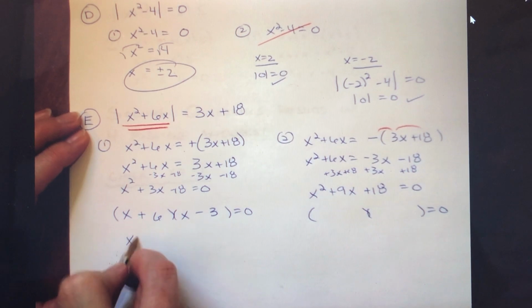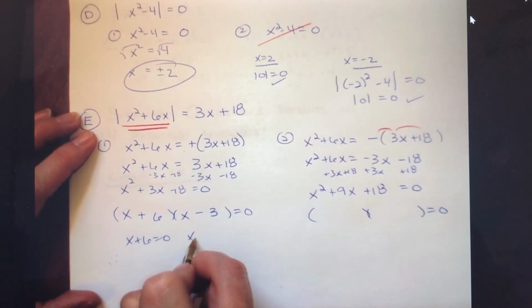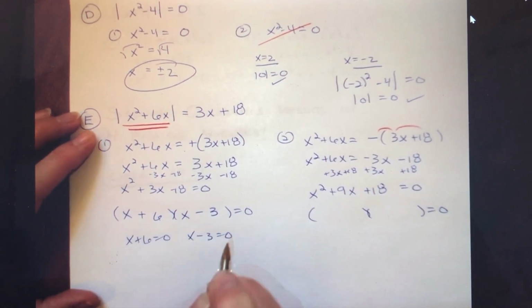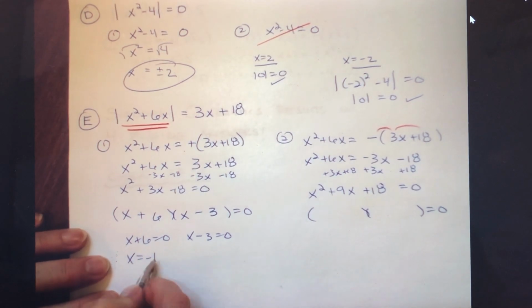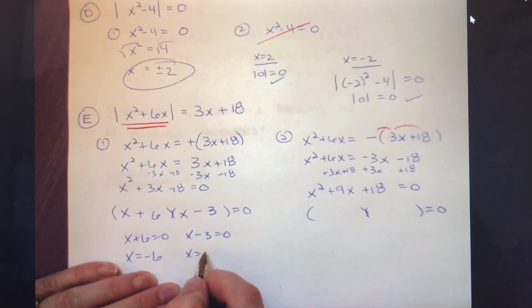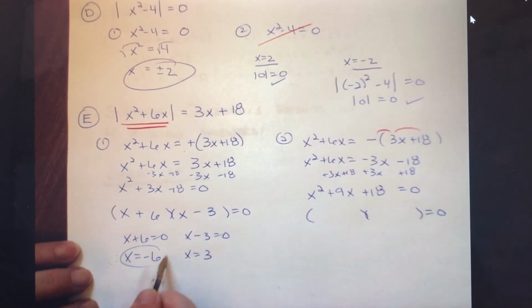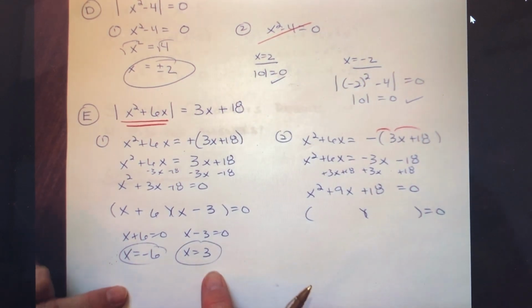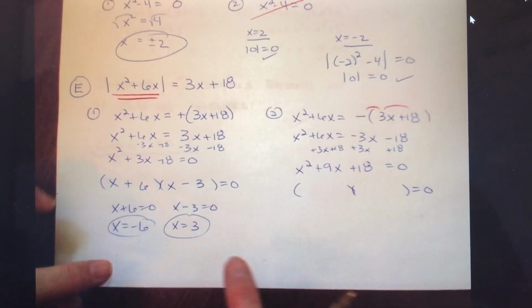So if I set those up separately, this one results in x equals -6. This one results in x equals 3. So far, here's two of my options. Remember, we need to check these when we're done to see if they actually work or not.